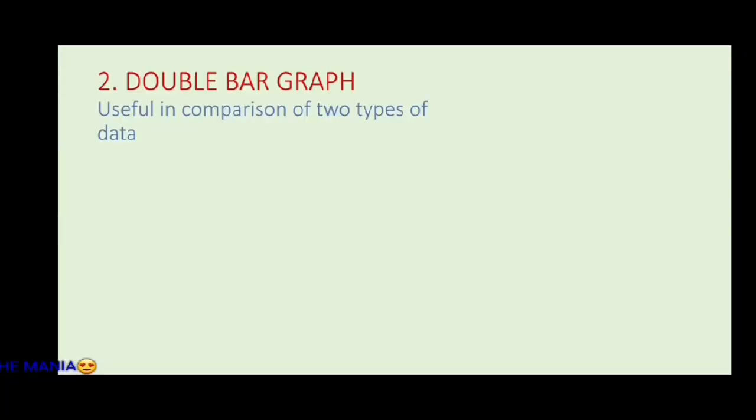Each bar represents one value of the numerical data and the height of the bar gives us the frequency of that particular observation. For example, number of pens will be 2. The second type of bar graph is called double bar graph. It is very useful in comparison of two types of data. So you may have understood that we are going to compare two quantities here.